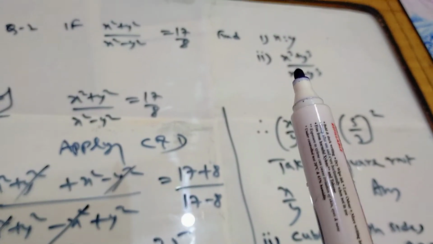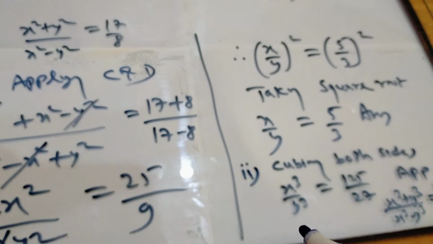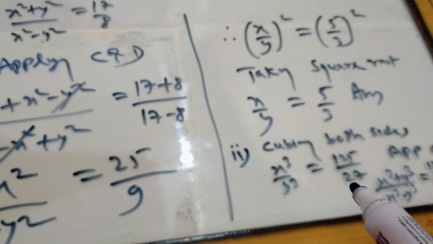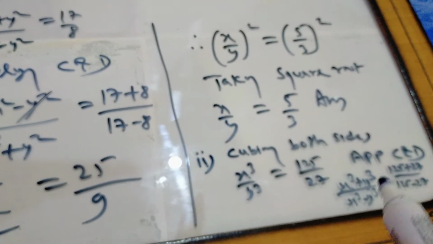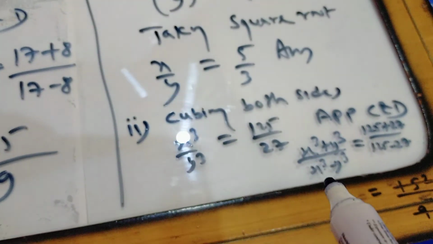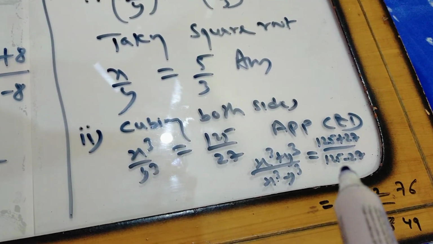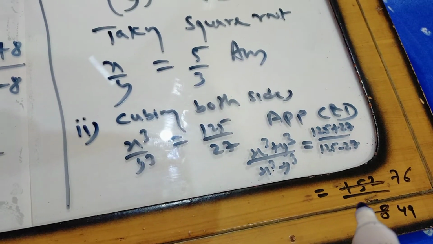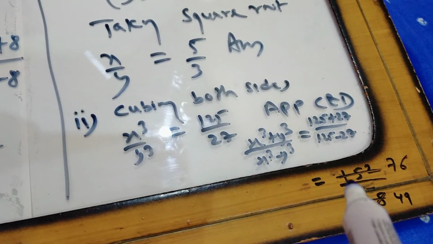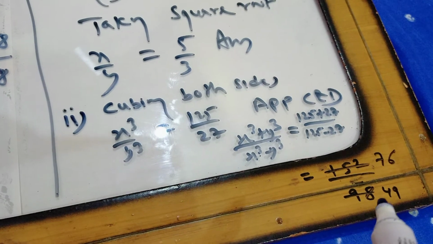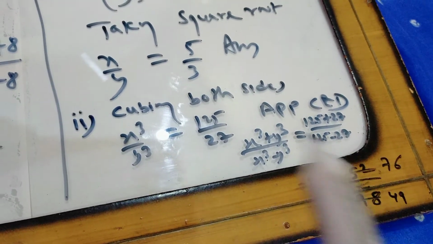Now in the second part we have to find x cube plus y cube upon x cube minus y cube. So what we have to do, cubing both sides of this ratio, it will be 125 upon 27. Now again applying C and D, you are going to get x cube plus y cube upon x cube minus y cube is equal to 125 plus 27 upon 125 minus 27. So here it is 152 upon 98. By cancelling out, it is 76 upon 49, the final answer for this question.